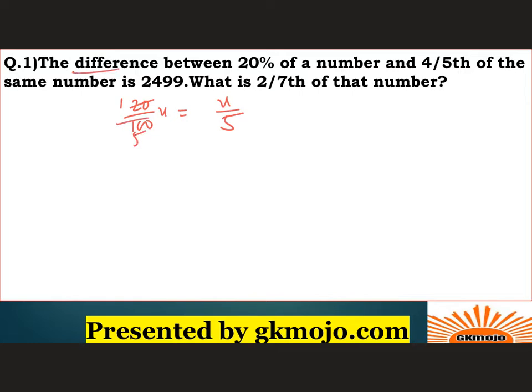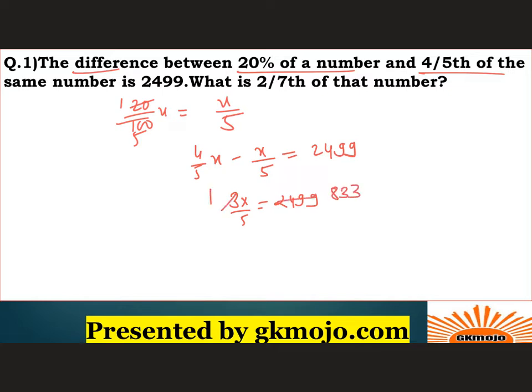Now what they say is that the difference between this 20% of a number and 4/5 of the same number is 2499. So 4 by 5 should be greater than this x by 5. So 4 by 5x minus this x by 5 is equal to 2499. This is what the sentence says. So basically this will be 3x by 5 is equal to 2499. Now, this is just a job of calculation where 3 ones are 3, and 833 is 833, right? So, x is equal to 833 into 5. Just keep it like this.